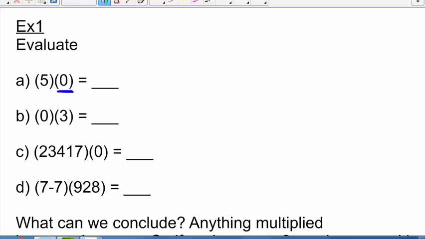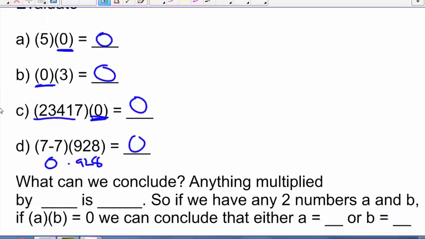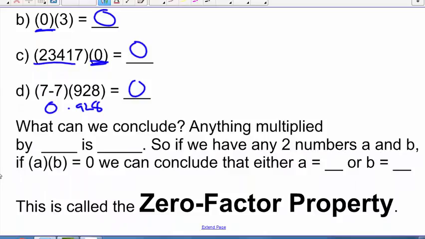We're going to do multiplying by 0 here. Now all these, right? 5 times 0, 0 times 3, 23,470 times 0, and 7 minus 7, which is 0, times 928 is 0. Hopefully we didn't need a calculator for that, but we know that anything times 0 is going to be 0. So 5 times 0, 10 times 0, whatever times 0 is 0.